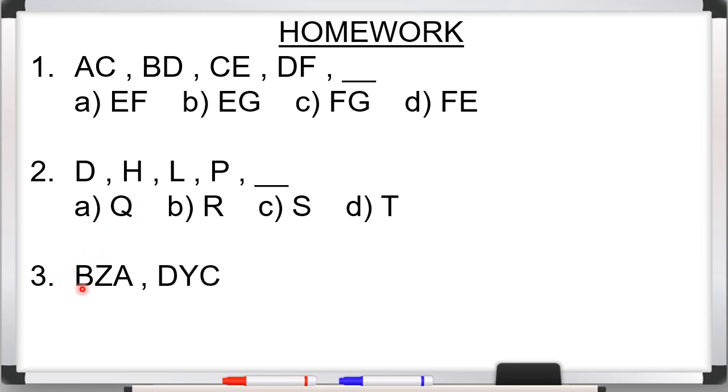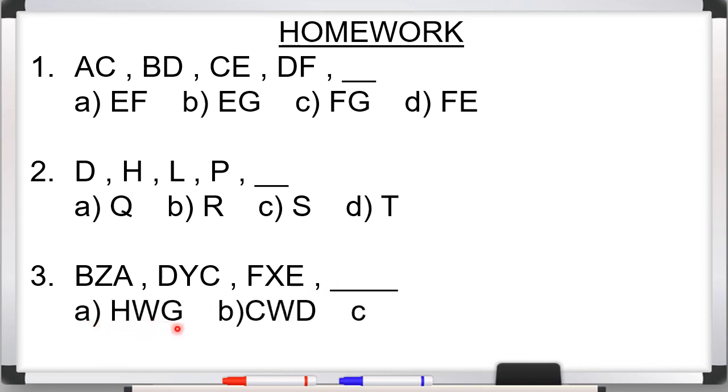Question 3, BZA, DYC, FXE, dash. Here also beta, in this alphabet series, sequence is given. You have to find the missing term out of these given four options. Option A, HWG, option B, CWD, option C, DWE, option D, DWD. You need to select the correct option out of these given four options.